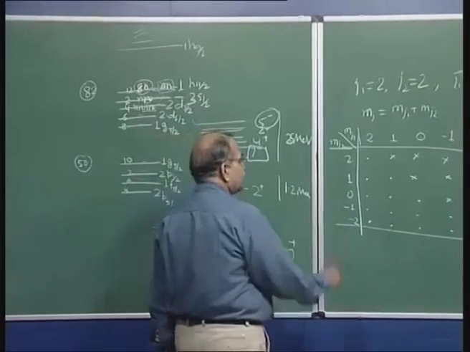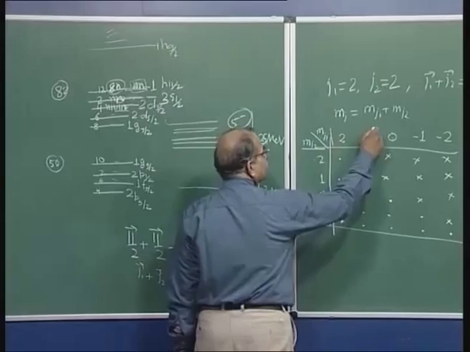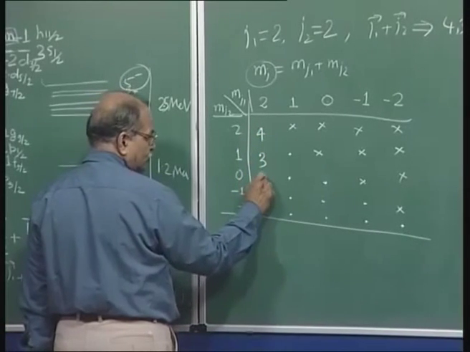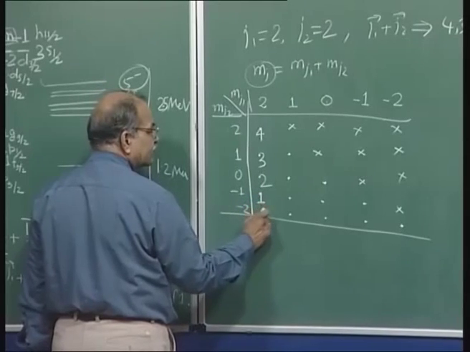So, now if I write what is that mj, the values, here it is 4, here it is 3, here it is 2, here it is 1 and here it is 0.